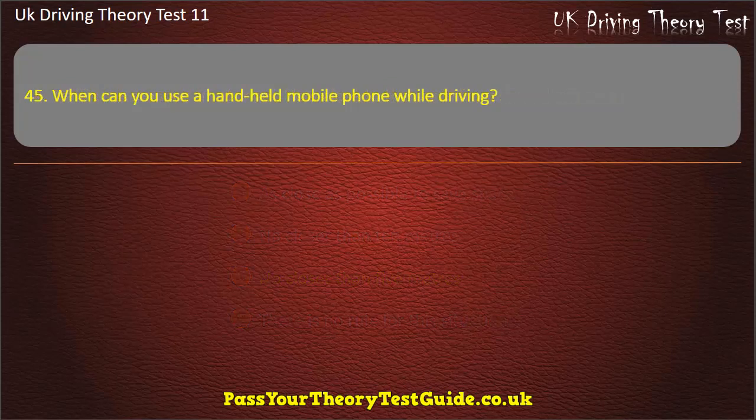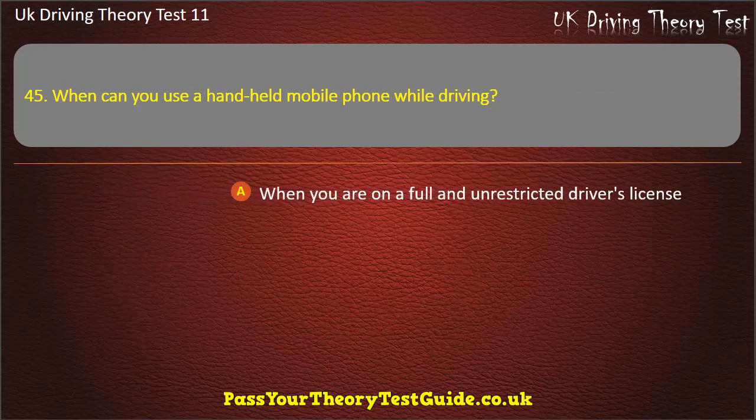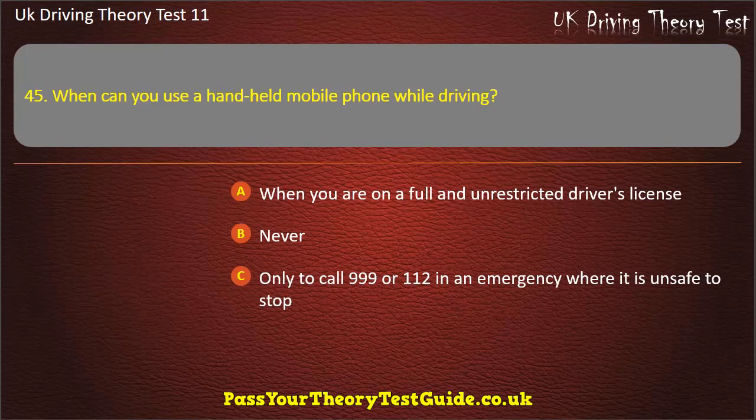Question 45. When can you use a handheld mobile phone while driving? When you are on a full and unrestricted driver's license. Never. Only to call 999 or 112 in an emergency where it is unsafe to stop. At any time. Answer. Only to call 999 or 112 in an emergency where it is unsafe to stop.